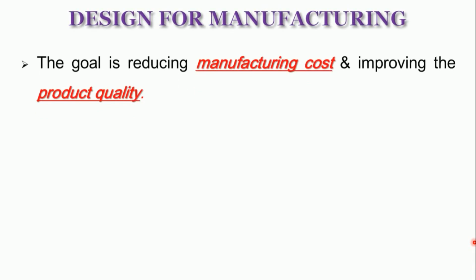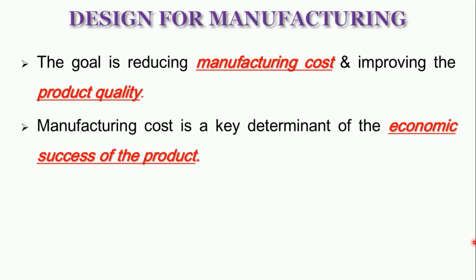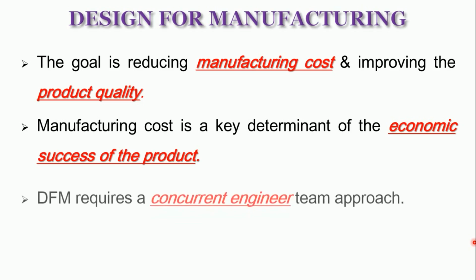Now, design for manufacturing. The goal is to reduce the manufacturing cost and improve the product quality. This is the first approach of design for manufacturing: you can reduce the cost of manufacturing and improve the product quality. Manufacturing cost is a key determinant of the economic success of the product.